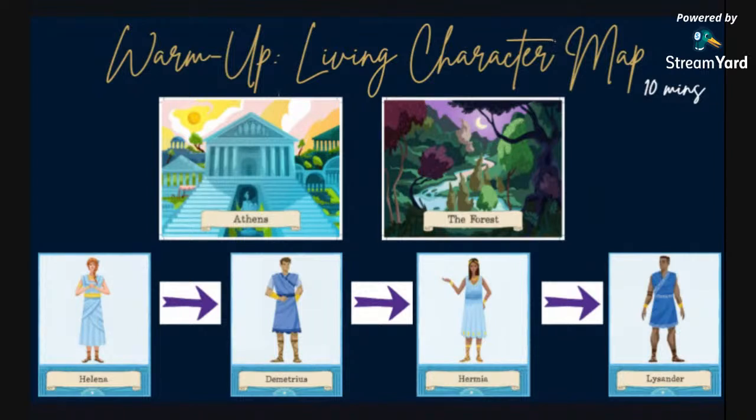Next, the teacher is going to distribute the character cards and have students stand in a row in neutral territory and ask the class where characters should be the first time we see them in the play. So they're trying to determine if these characters should be in Athens or in the forest at the beginning of the play.